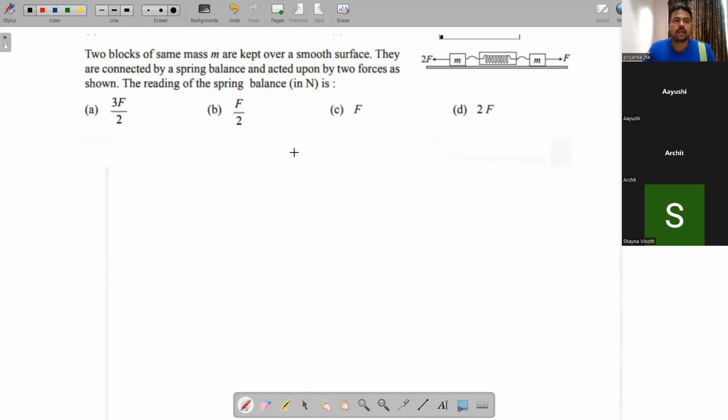Two blocks of mass m are kept over a smooth surface. They are connected by a spring balance and acted upon by the two forces as shown. The reading of a spring balance, this is the spring balance, means the tension in the spring. Whatever tension this spring will experience, that will be the reading of this spring balance. So now we can see that.